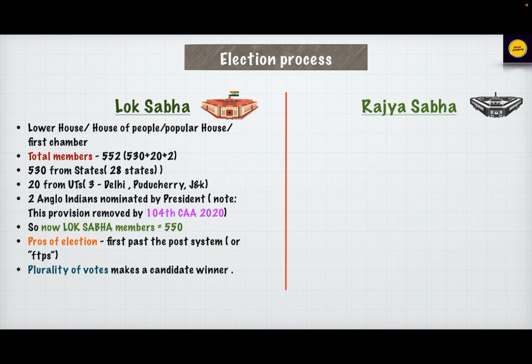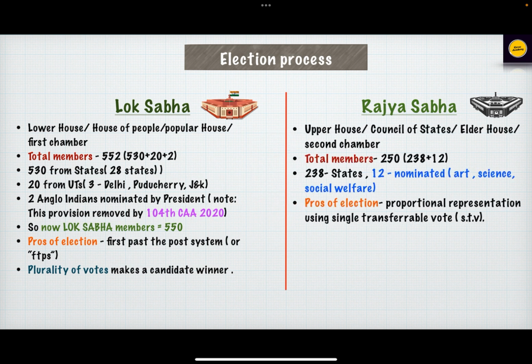However, in the Raj Sabha, known as the Upper House, Council of States, Elder House, and the second chamber of the Parliament, the total members are 250. We can break it up into 238 plus 12. 238 come from the states, and 12 are nominated based on art, science, social welfare, literature, etc.